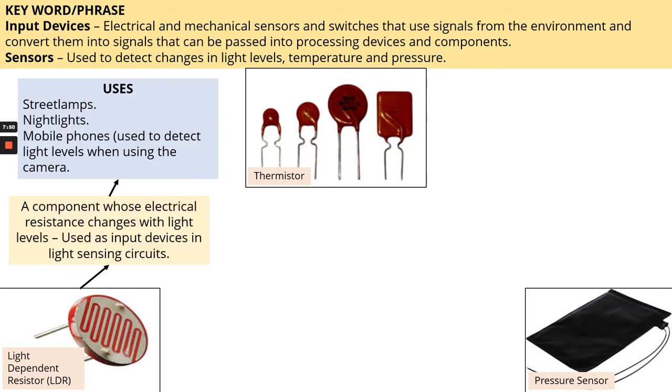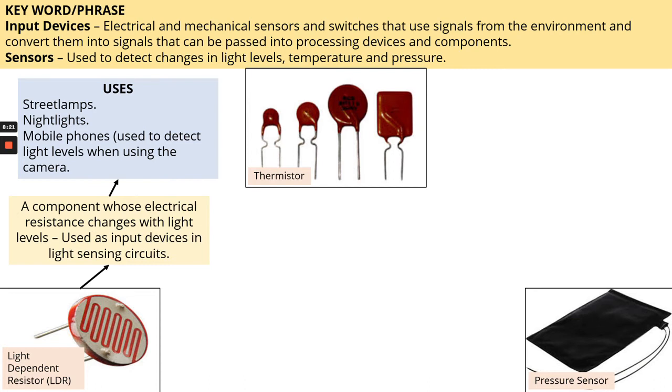So the uses for these are street lamps, night lights, mobile phones. So in our mobiles, when you walk into a dark room and suddenly your phone brightens up, or you walk outside and your phone dims, your phone has a very, very tiny light-dependent resistor in it, which is picking up on those light levels and changes the brightness of your screen so that it's more comfortable for your eyes.